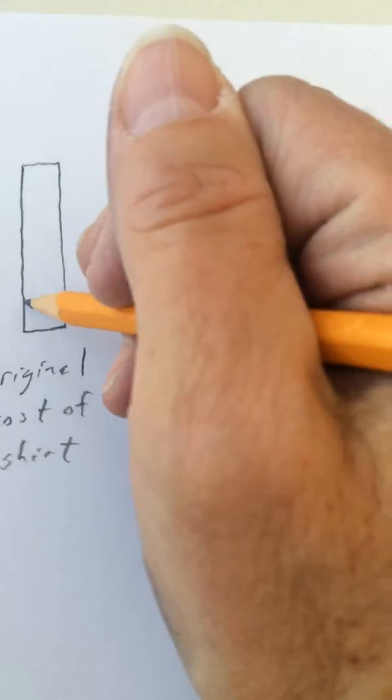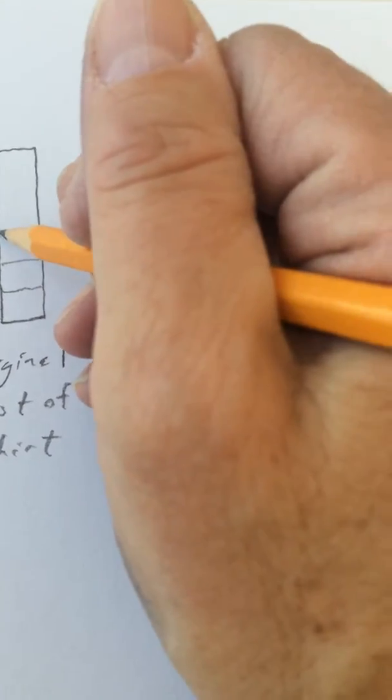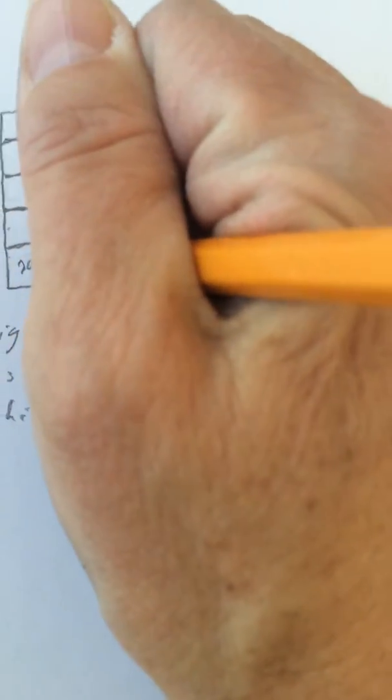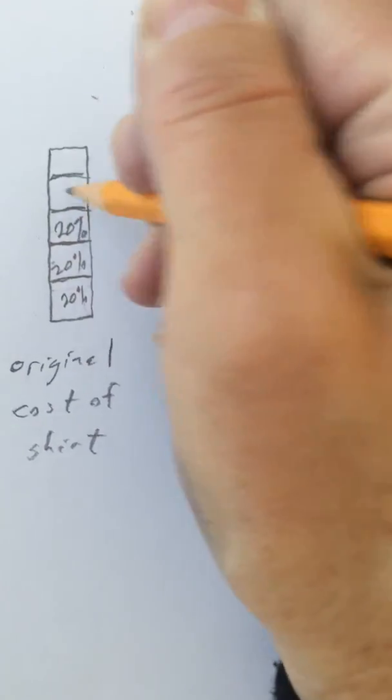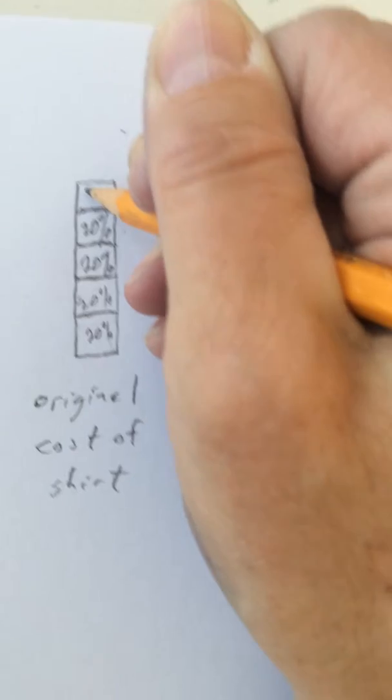Now I'm going to draw another broomstick next to it, which is going to represent the sale price of the shirt, which we know is 80% of the original. I'm going to try to break this into 5 equal parts. So I have 1, 2, 3, 4, that's better. Not exact, but you get the idea. Each one of these parts is 20%, right? So the whole is the 100% of the original.